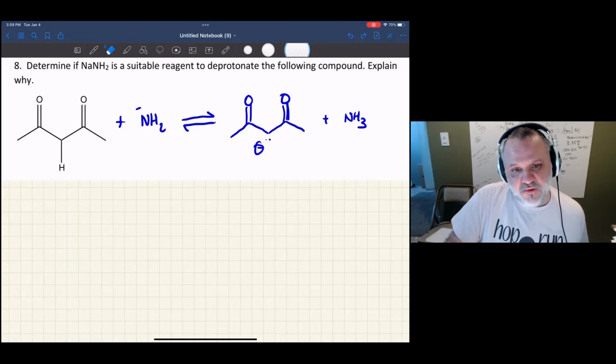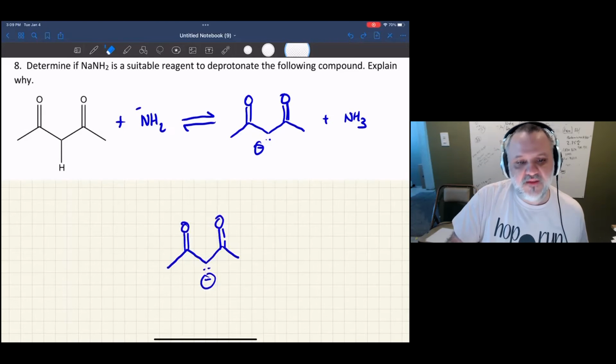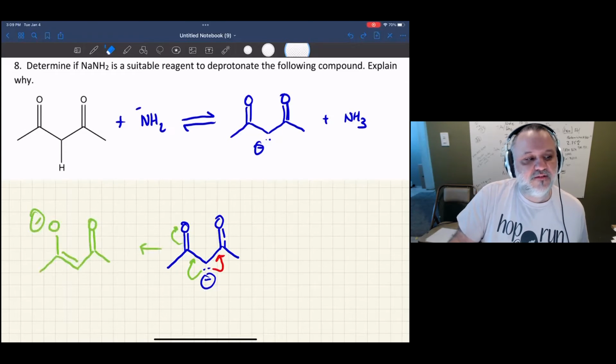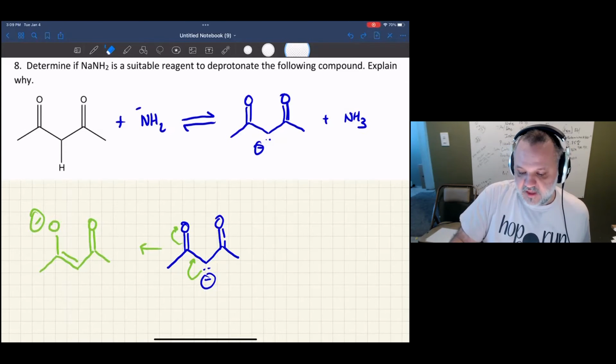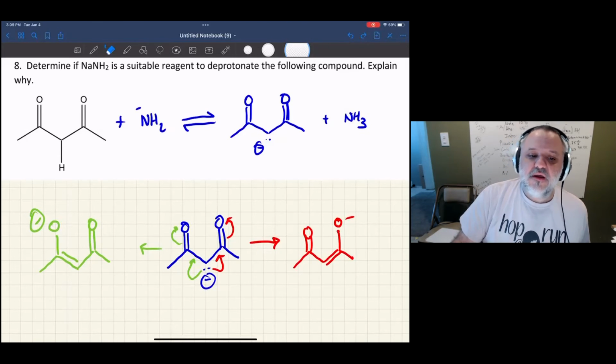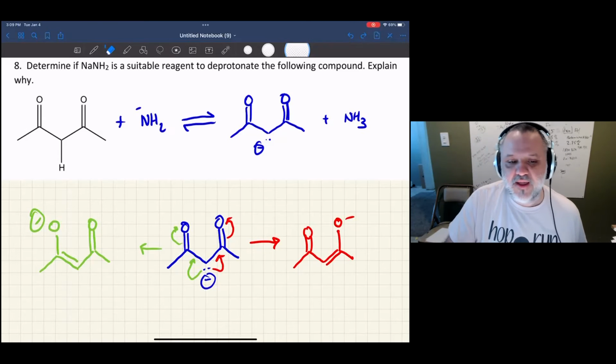And this is a unique resonance situation with this conjugate base. I can show you resonance in this direction that leads to this resonance structure. And I can show you resonance in this direction that leads to that resonance structure. So I've got resonance going both ways.